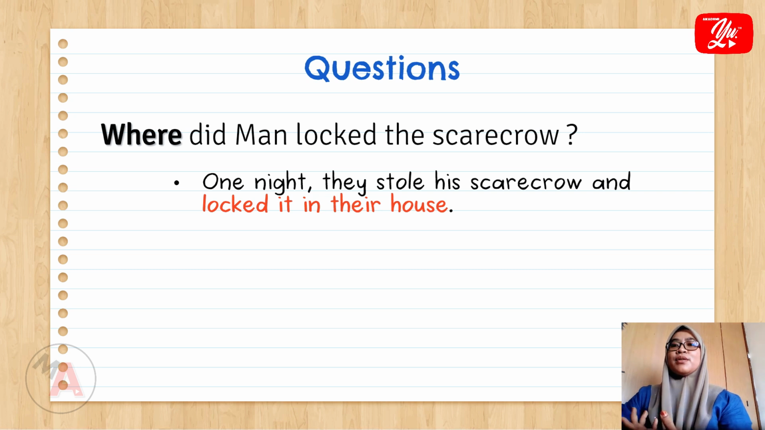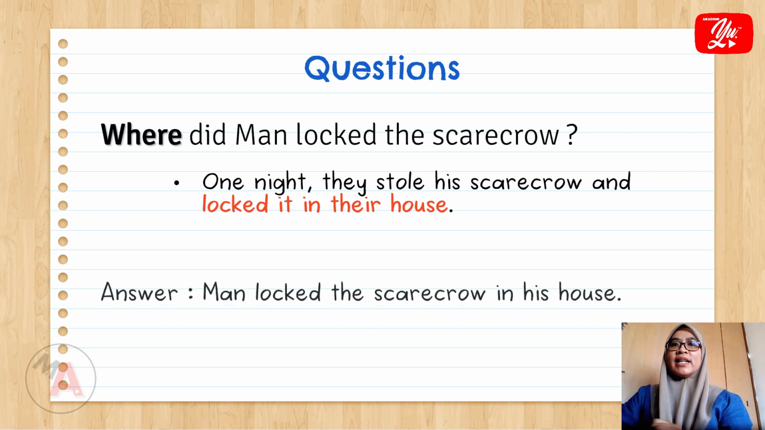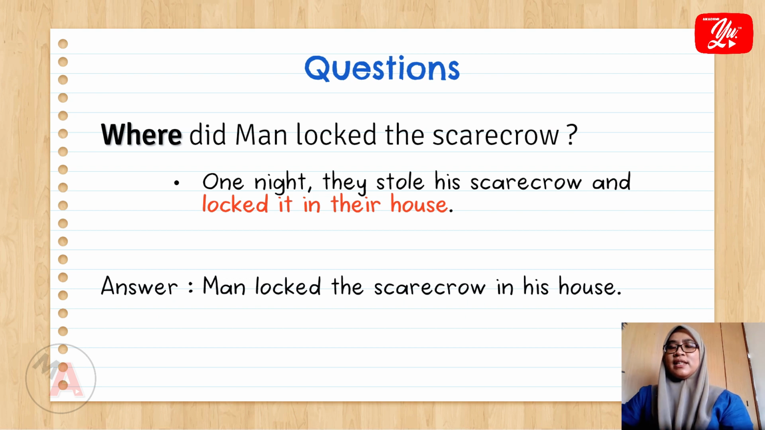Okay, dah diberitahu kat situ pada suatu malam. Okay, they tu siapa? Man dengan Lan. Okay, then his neighbor, okay, they stole his scarecrow and locked it in their house. Okay, so soalan dia tanya, where did Man lock the scarecrow? So the answer is, Man locked the scarecrow in his house.